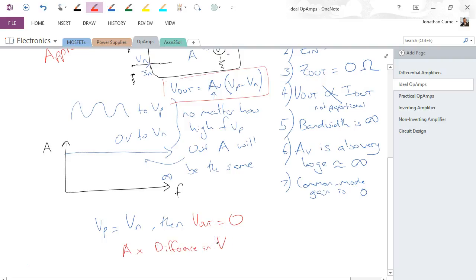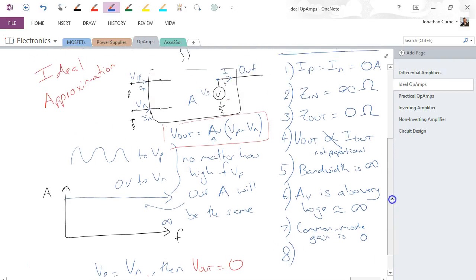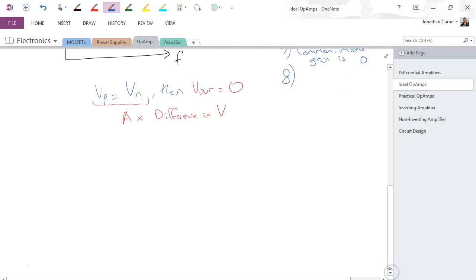So a perfect op-amp, or an ideal op-amp, where the voltages are exactly equal to each other, will give us 0 times the gain, doesn't matter what the gain is, gives us an output of 0. So the common mode gain, when both inputs are the same voltage, is equal to 0. And the final approximation that we're going to make is what's known as the virtual short.